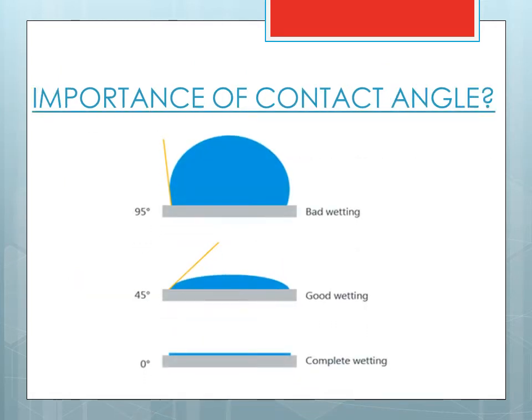Again, what is the importance? Bad wetting is indicated by a high contact angle. A good or satisfactory wetting is indicated by a contact angle lower than 90 degrees, for example 45 degrees. An excellent or complete wetting, where there is intimate and proper flow of the adhesive, is indicated by a 0 degrees contact angle.